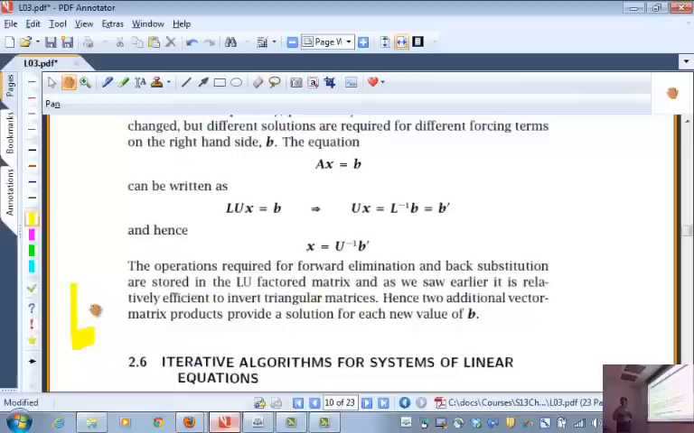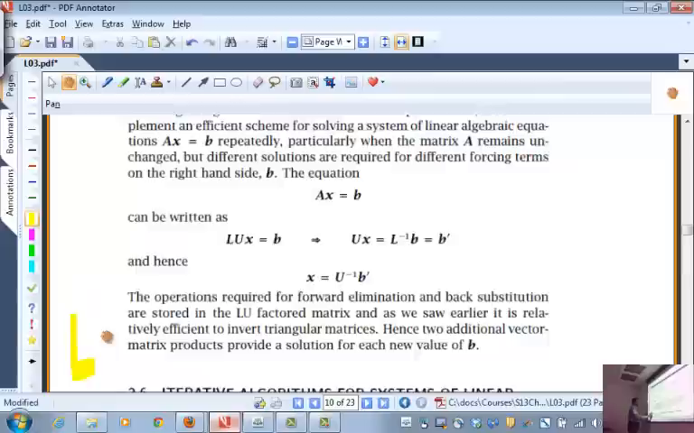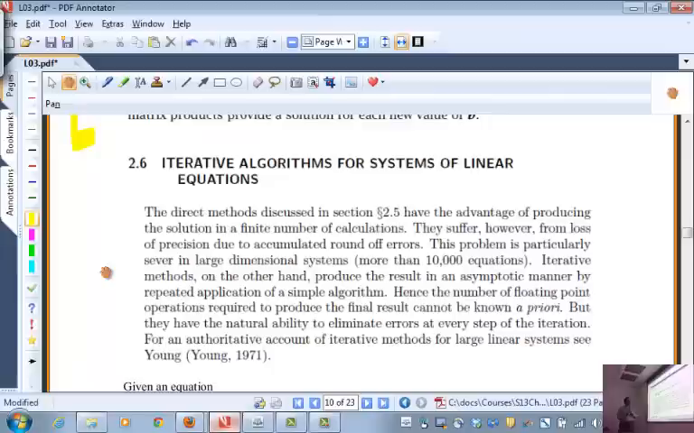So that's what leads us to the next concept, which is iterative algorithms. There are two reasons why we need iterative algorithms. One is to take some control over the round-off error. The other one is the computation itself. Iterative methods turn out to be much more efficient in terms of the number of floating point operations that you need for very large systems.